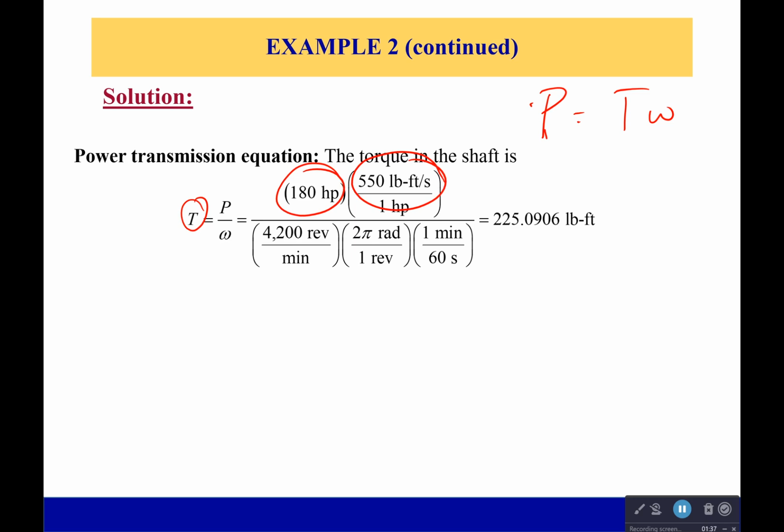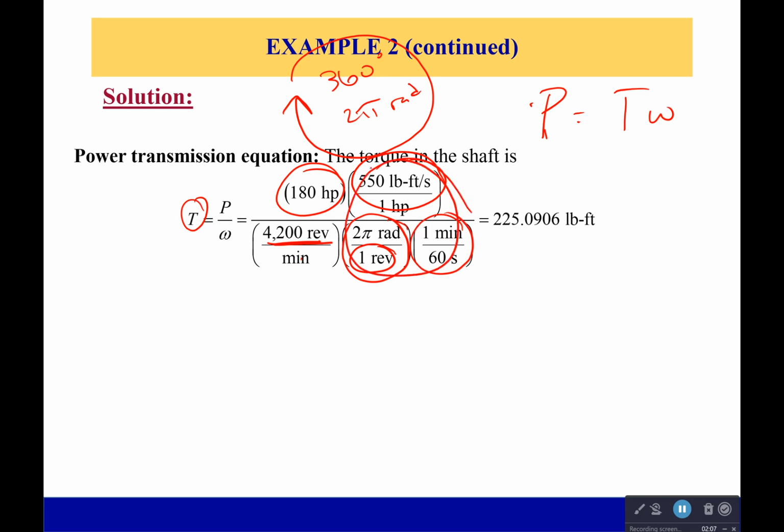I gave you revolutions per minute, which is not actually what we need. We need radians per second. So to do that, we first convert from revolutions to radians. In one revolution going all the way around, that's 360 degrees, or 2 pi radians. And so that's this conversion right here. And I convert from minutes to seconds right here. So most of this is just conversions. If you have it all in the right units, which you do if you're in SI, you don't really have to worry about this. And what you'll get is that the torque is 225 pound-foot.